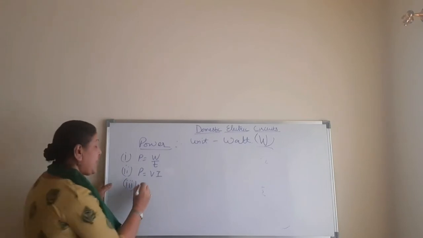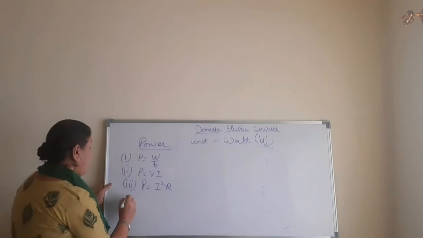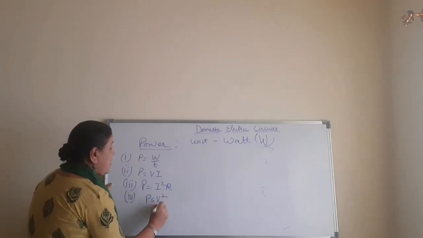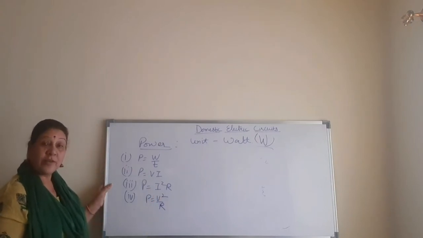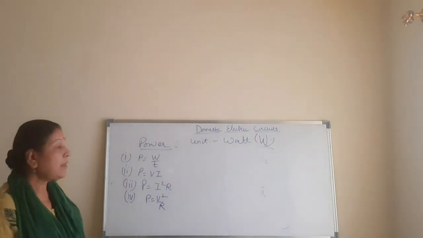Third, P is equal to I square R. Fourth, P is equal to V square by R. So these four formulas are very, very useful for solving the numerical problems. Please learn them, it is easy for you to solve the numerical problems.